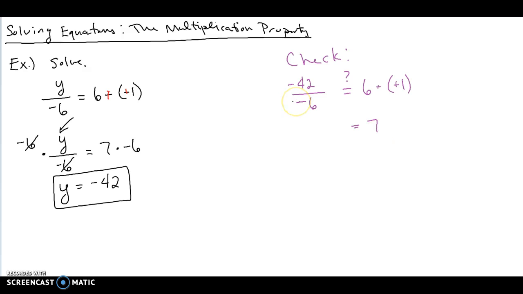So is negative 42 divided by negative 6 positive 7? Well, a negative divided by a negative is a positive. 42 divided by 6 is 7. So it looks like we have done our math correct.